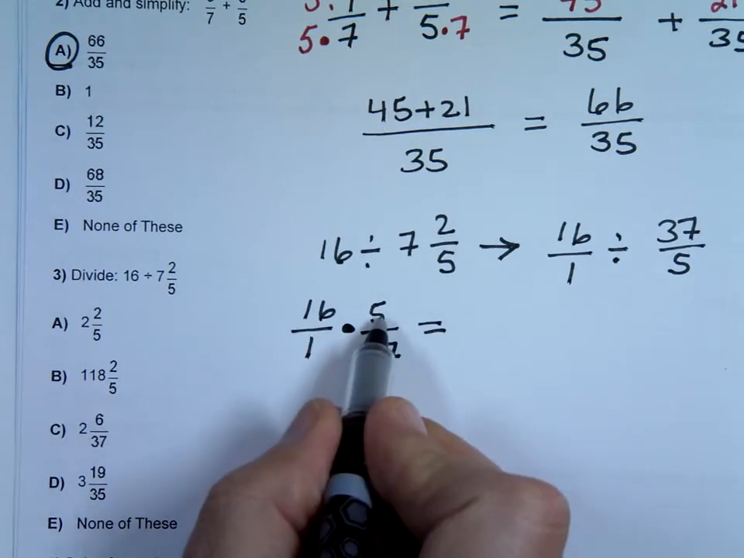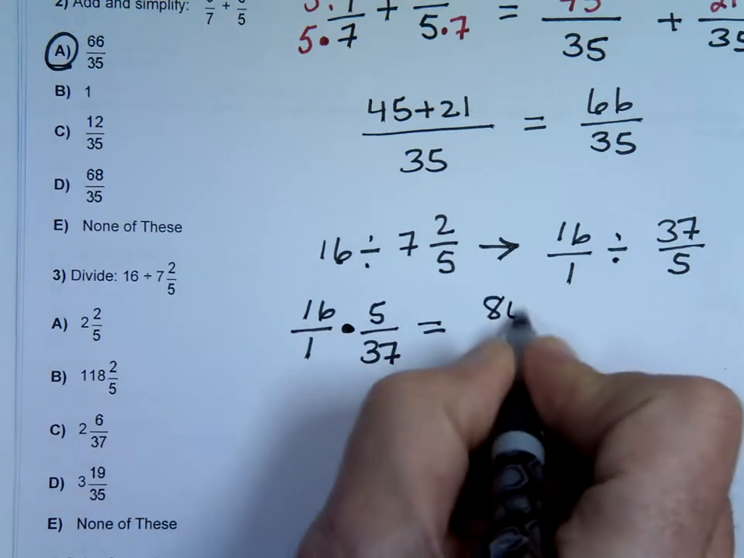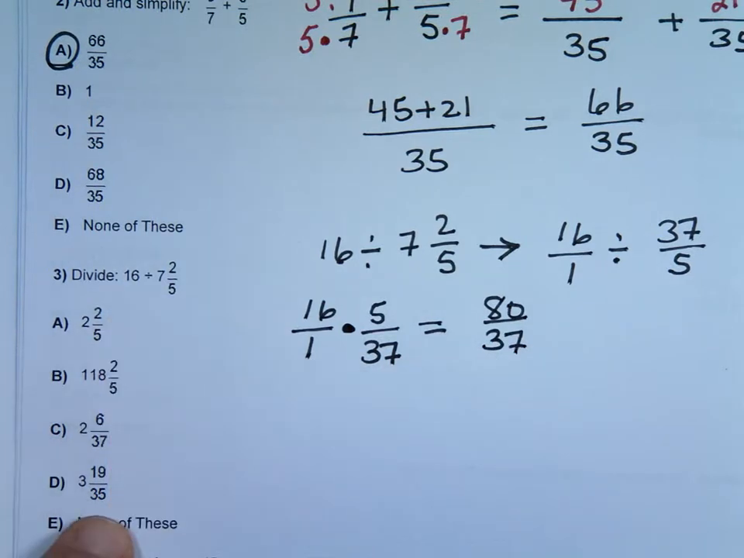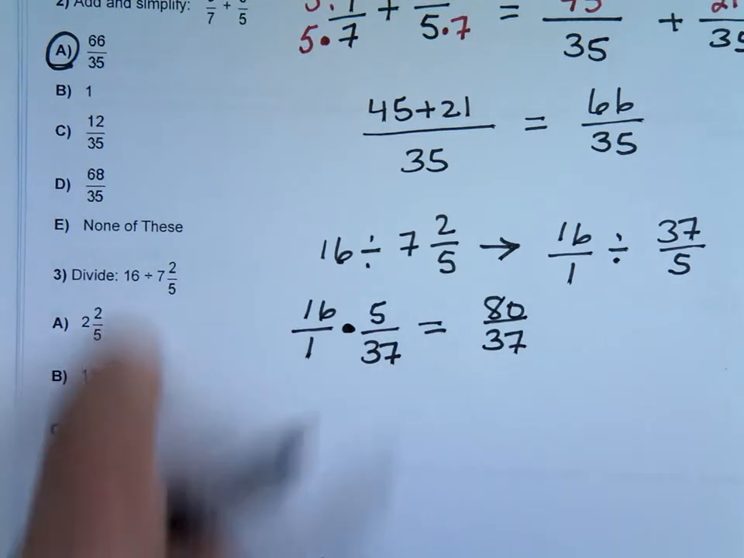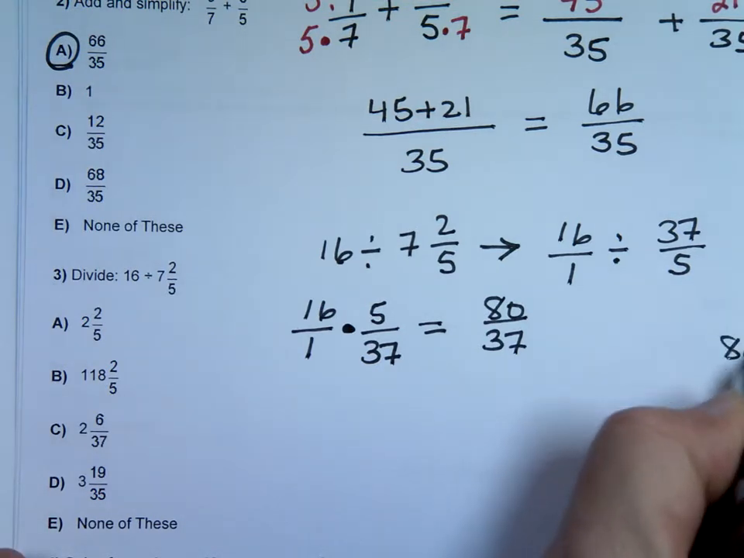16 times 5, which is what? 80 over 37. Notice for this problem, none of the answers look like improper fraction. It looks like they changed them to what? Mixed number. Can we make them mixed numbers? What's 80 divided by 37?